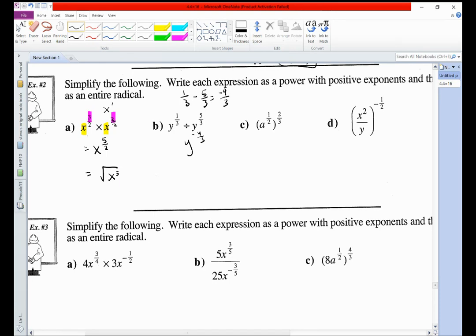And we know if we have a negative exponent, we can flip it. So we have 1 over y to the power of 4 over 3. And then we can rewrite that as 1 over the third root of y to the power of 4. Perfect.